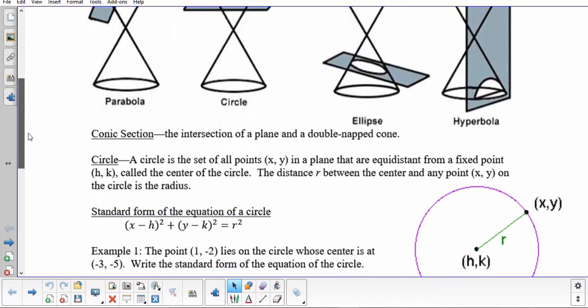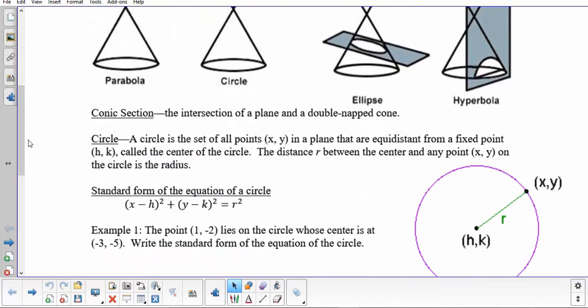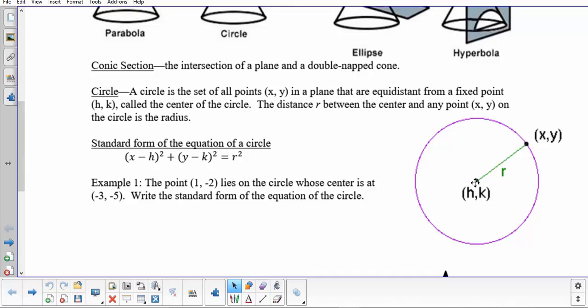I would like you to memorize the definition of all 4 conic sections. A circle is a set of all the points (x, y) in a plane that are equidistant from a fixed point, (h, k), called the center of the circle. The distance between the center and any point (x, y) on the circle is the radius. So the important part here is that we start at the center, we have a distance away from the center that's fixed, and that's our radius.